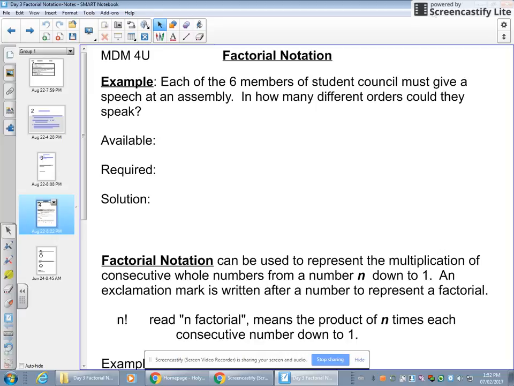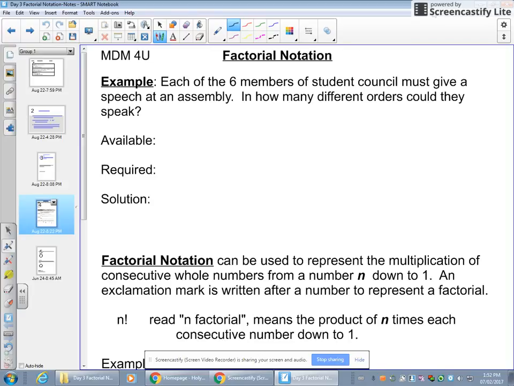All right, so hopefully this will seem like a little bit of a review. We're looking at factorial notation. We're going to start with a review question. Each of the 6 members of student council must give a speech at an assembly. In how many different orders could they speak? So there's no special conditions here.